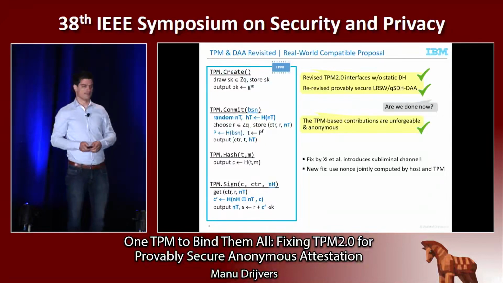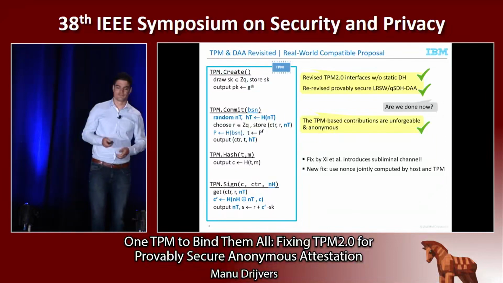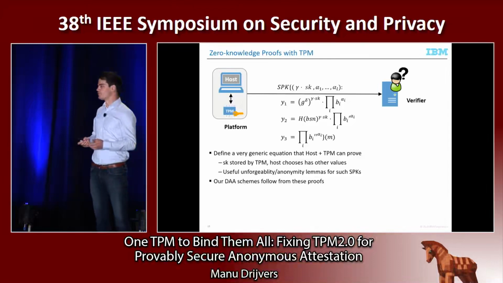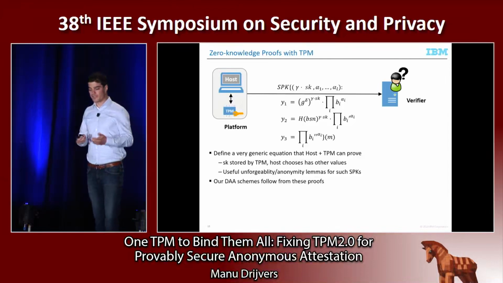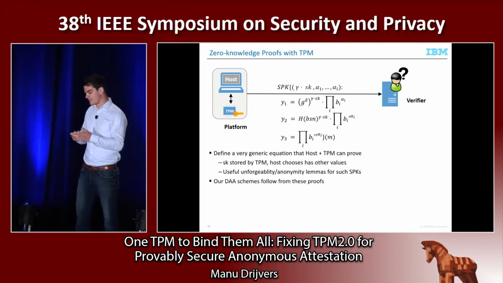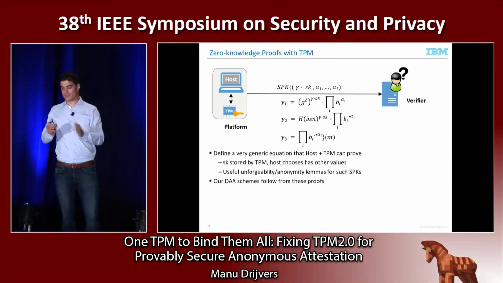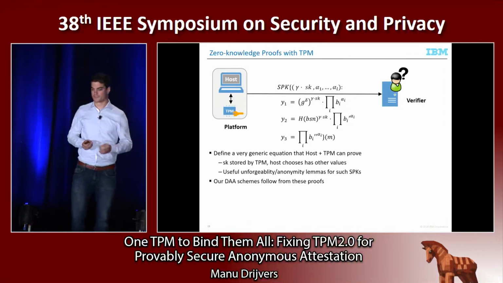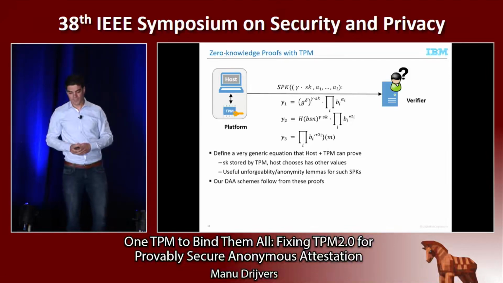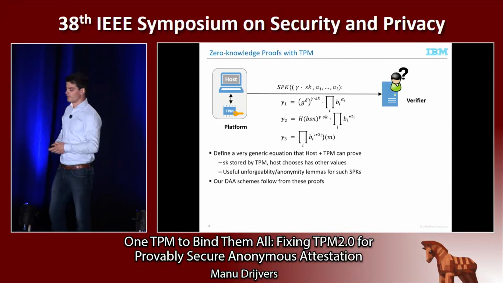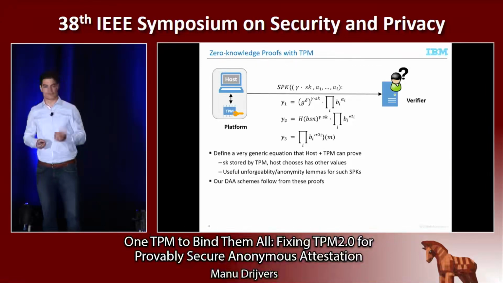So we went on to see what we can do with this interface. What we can show is that there's a wide class of zero-knowledge proofs that we can create with this TPM. The host can extend this proof that the TPM does, and we prove that all these equations are anonymous and enforceable with some TPM contribution. This is very useful, because from this we can very easily prove that we can make provably secure DAA schemes, both under the LRSW and the strong Diffie-Hellman assumption.